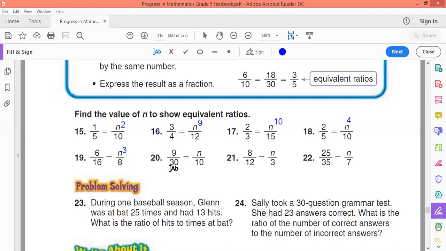Okay, next one, Maz. 9 over 30. Okay, 3. 30 is changing into 10. How did you get that? Because 30 divided by 3 equals 10, and 9 divided by 3 equals 3. Excellent. Is it clear? Okay, yes.